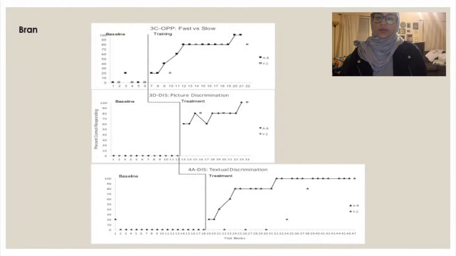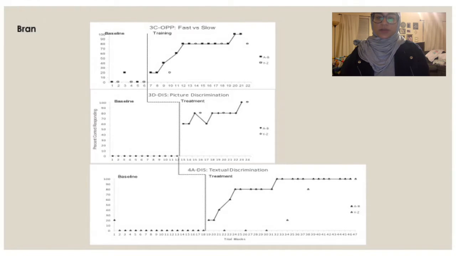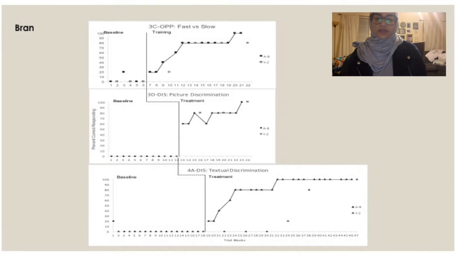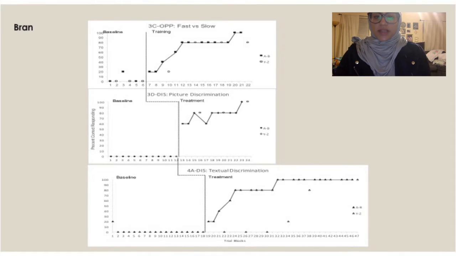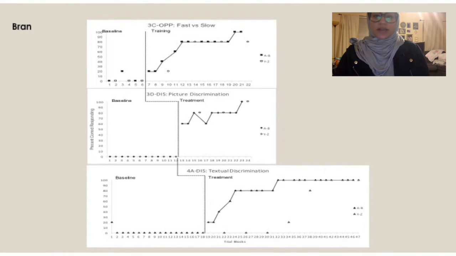After training was implemented, performance increased, and it was a gradual increase in correct responding. Performance did stabilize in the last 3 trial blocks, yielding between 80 and 100% correct responding. Mastery criterion was met after 16 trial blocks, and the mean performance on the transformation task was between 80 and 100% correct responding. The next program is 3D, distinction, picture discrimination.